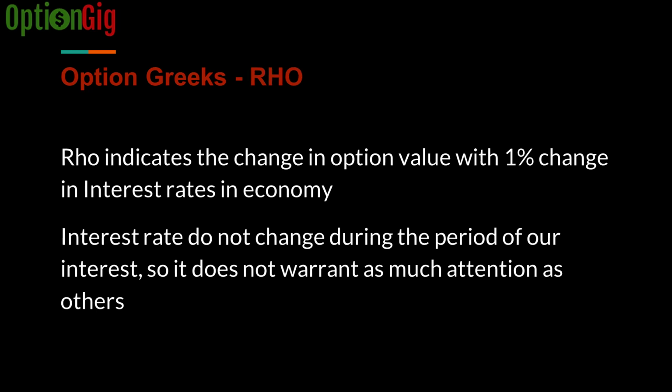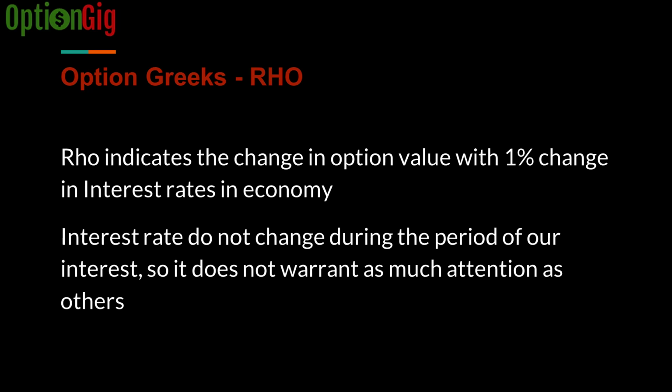Next is rho. Rho indicates the change in option value with a 1% change in the interest rate in the economy. Generally, during the period of expiration that we trade in, which is between 40 to 60 days of maturity, the interest rates do not change. So I do not look at rho as closely as I look at the other option Greeks. But it is good to know that if you really want to understand the impact of change of interest rate on your option pricing, you should look at the value of rho.